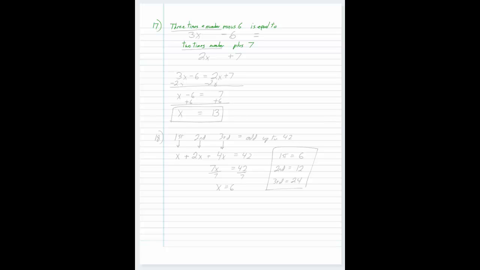And let's get letters to the left, numbers to the right. I will subtract 2x on both sides to start off. So 3 minus 2 is 1x. Minus 6 equals 7. Then finally, I will add 6 to both sides. So we are left with x equals 13.